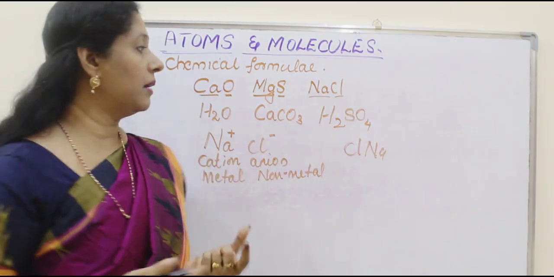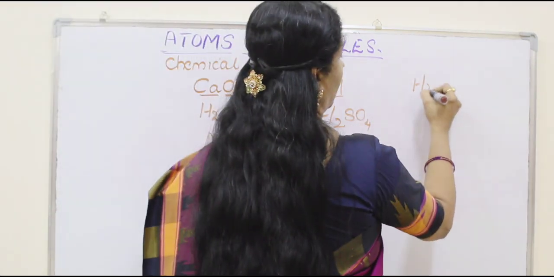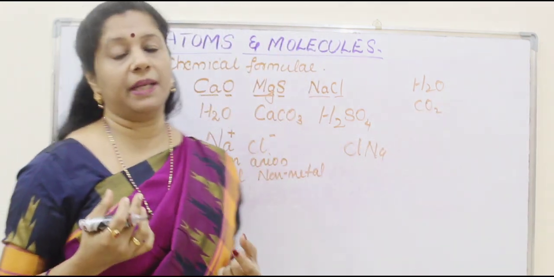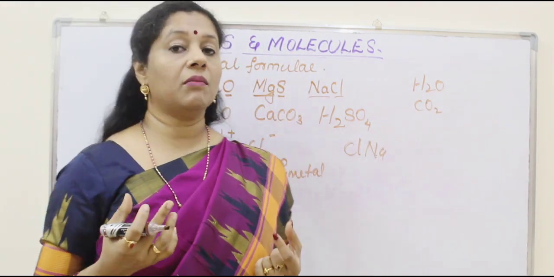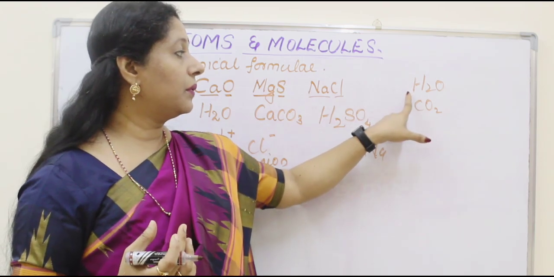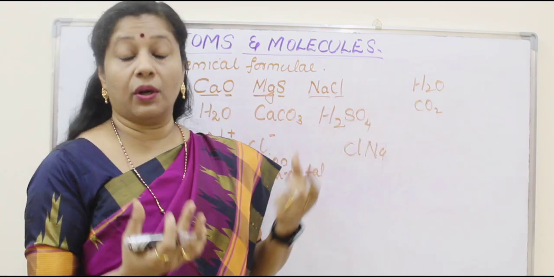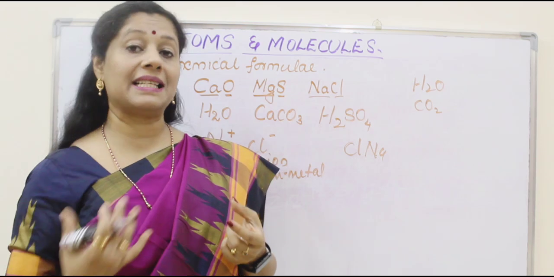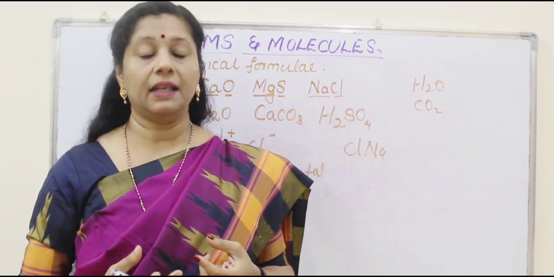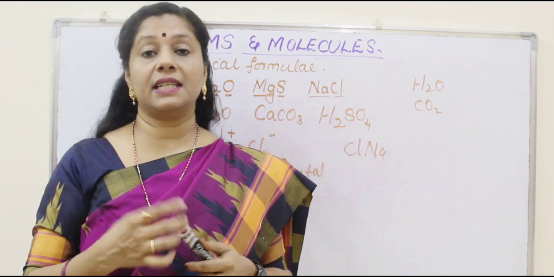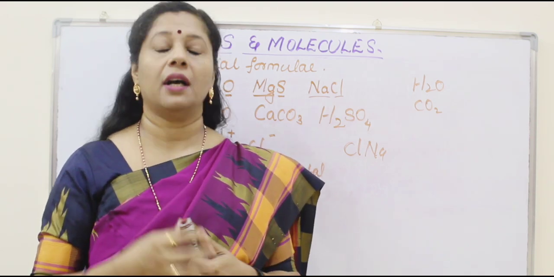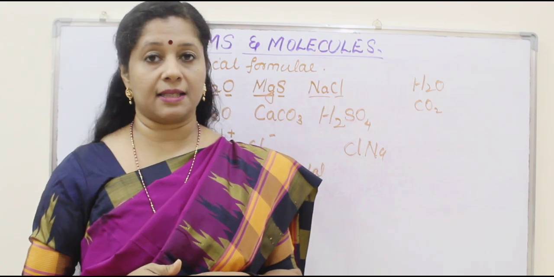Now when we are talking about, for example, water or carbon dioxide, here 2 non-metals are coming together. Such compounds are called molecular compounds or molecules of compounds. There also an order is followed: the less electronegative element comes first and the more electronegative element goes to the right side. Electronegativity is the tendency of an atom to attract the electrons during bond formation. You will learn about this in higher classes.